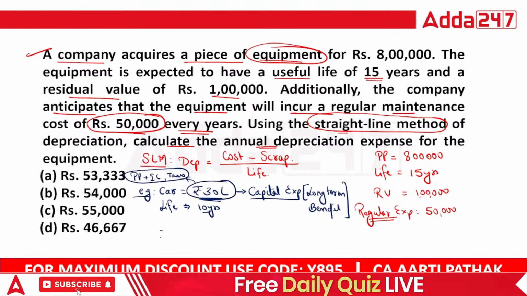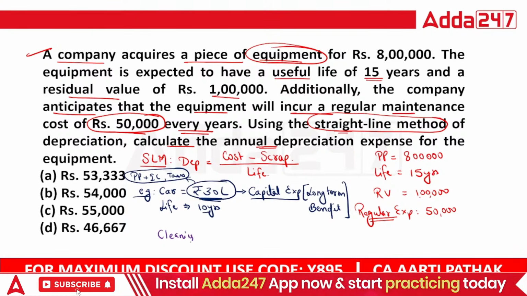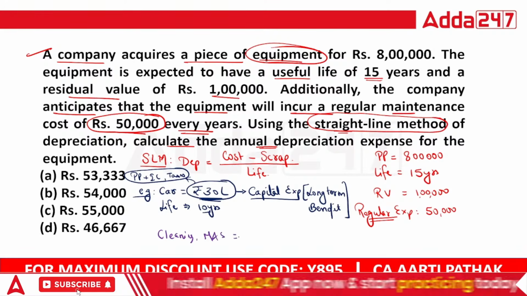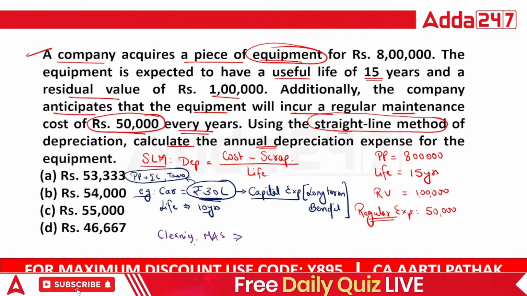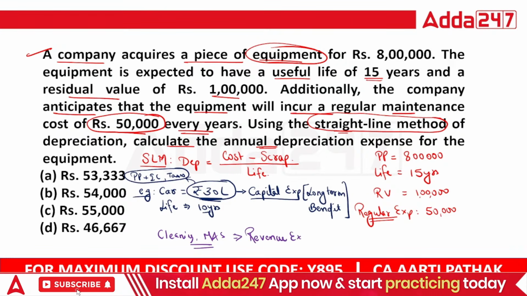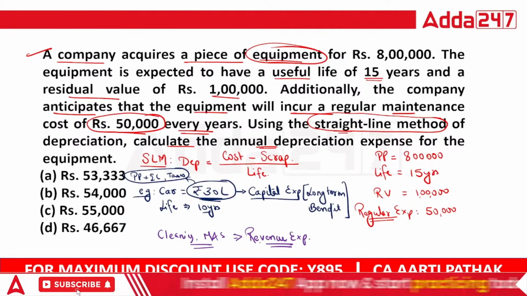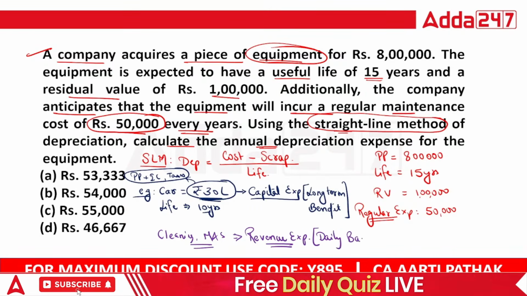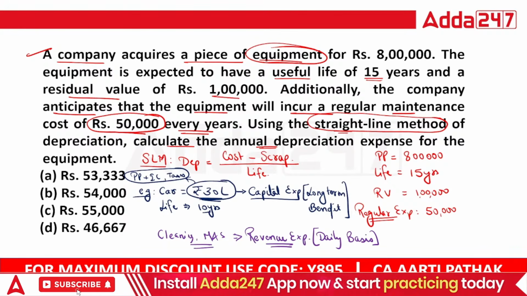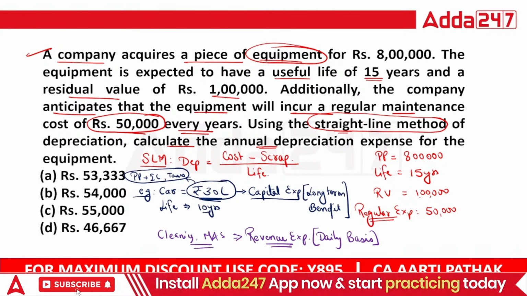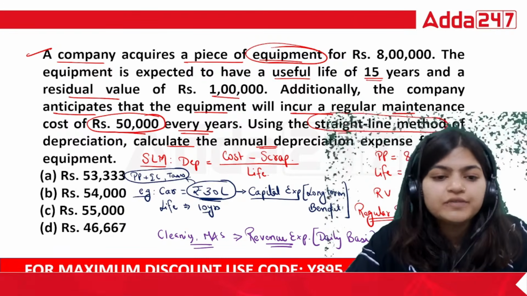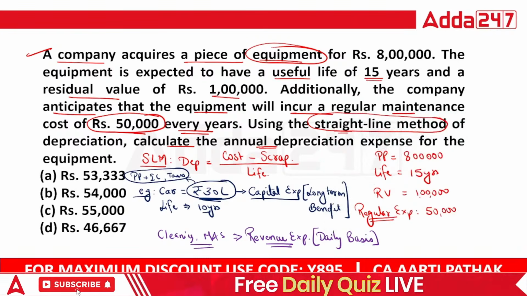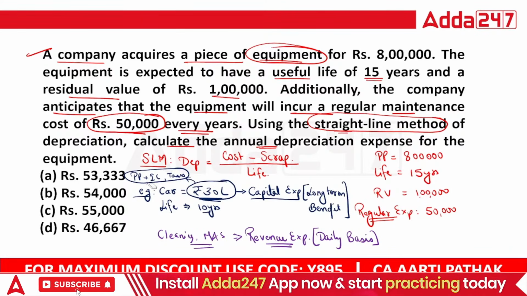And one more thing, this cleaning, maintenance and services cost is actually part of your revenue expenditure. Revenue expenditure means expenses that you incur on a daily basis. All the expenses which you incur on a daily basis are going to be your revenue expenditure. So here we understood two things, capital and revenue expenditure. I hope this point is clear.